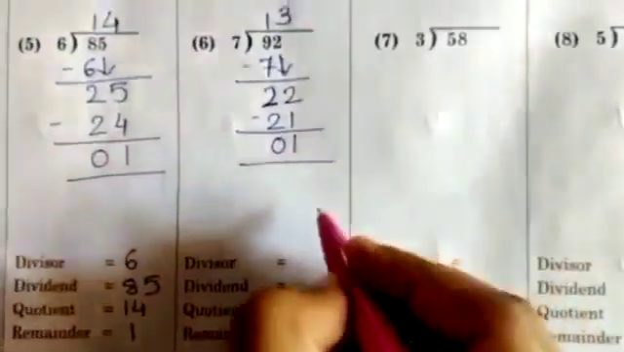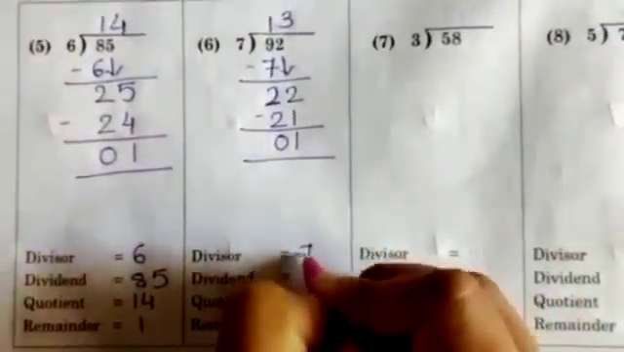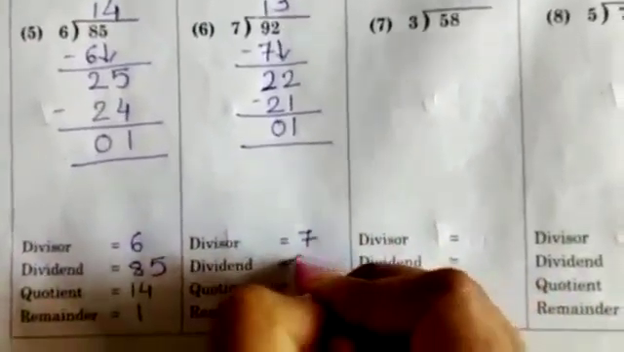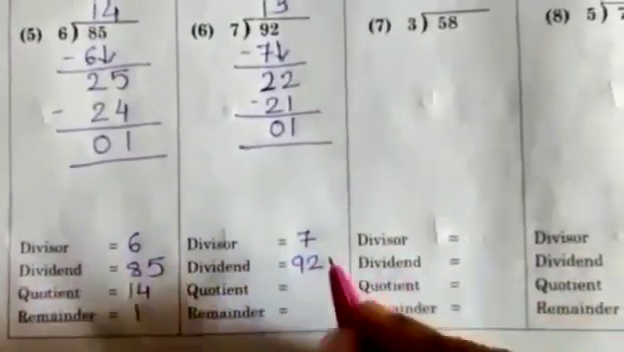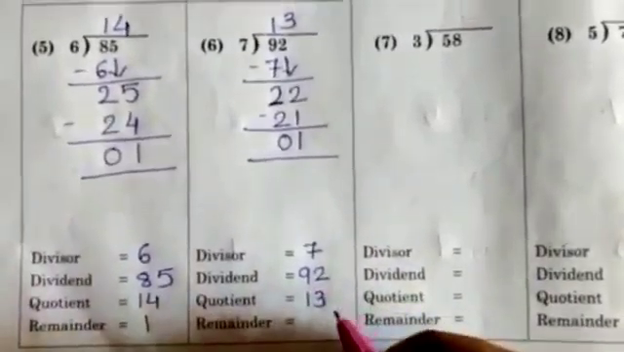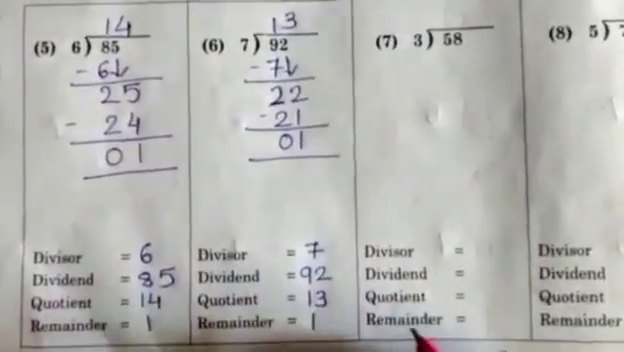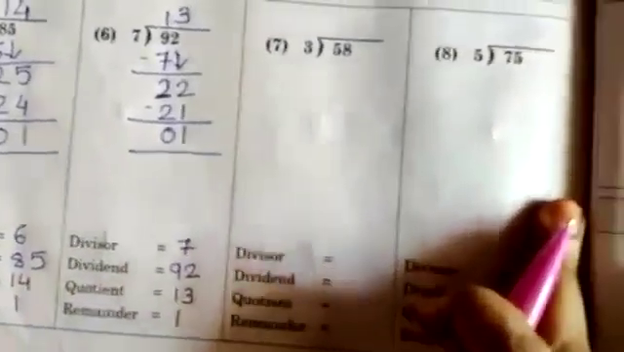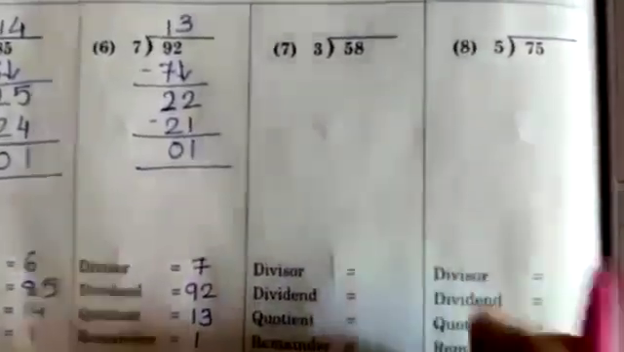So your divisor is 7, dividend is 92, quotient is 13 and remainder is 1. Okay. Now here seventh one.